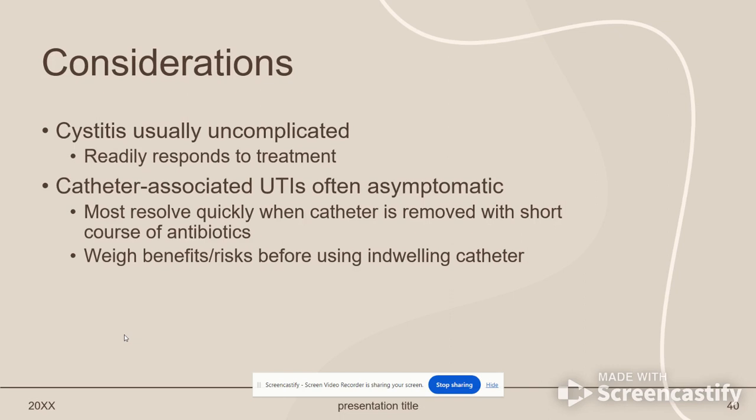Cystitis is usually uncomplicated. It usually responds very well to treatment. Catheter-associated UTIs often can be asymptomatic. They most quickly resolve when the catheter is removed and then when a short course of antibiotics is started. And a lot of these patients that are in the hospital with Foley catheters, we need to weigh the benefits and risks before using an indwelling catheter, because CAUTIs are a real thing in the hospital environment, because there are so many organisms and germs that can get into the catheter.